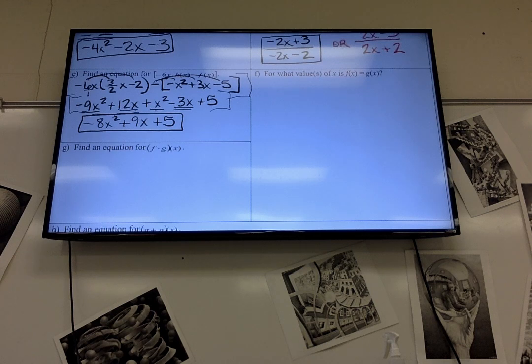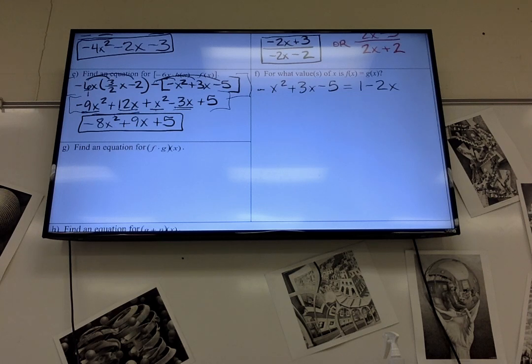If you look up at the top of the sheet that you have, f of x is equal to negative x squared plus 3x minus 5. And we're going to try to set that equal to g of x, which was 1 minus 2x. So we just set those two equal to each other because it says f of x equals g of x.